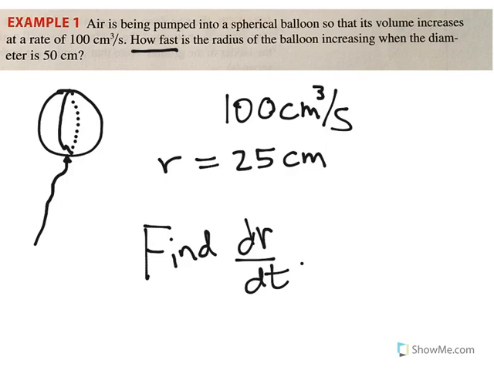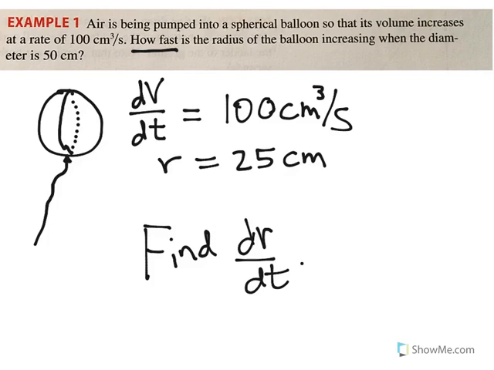Okay, so the question is, what is the 100 centimeters cubed per second? Again, that's a speed. That is actually how our volume is changing. When it says air is being pumped into the balloon so that the volume increases at a rate of 100 centimeters cubed per second, that is dV/dt. So we don't need to know at the beginning how all these things relate to each other yet. We'll get there. We just want to be able to identify what information we have in the problem.